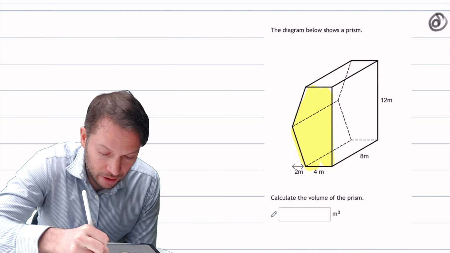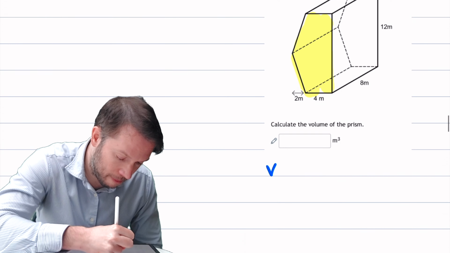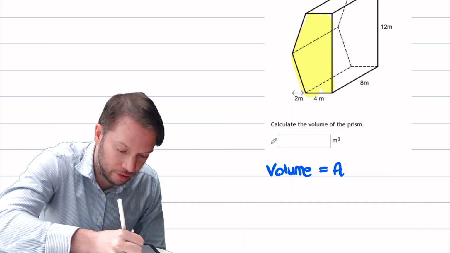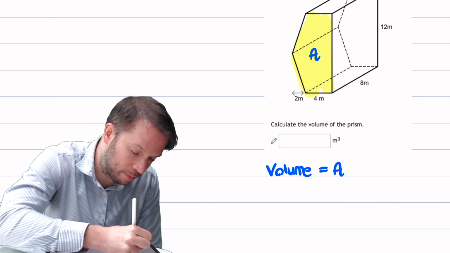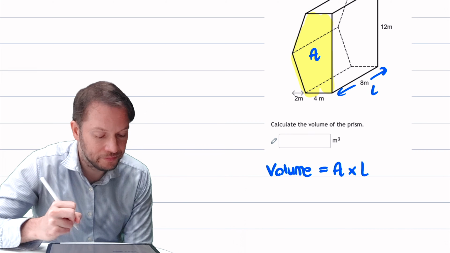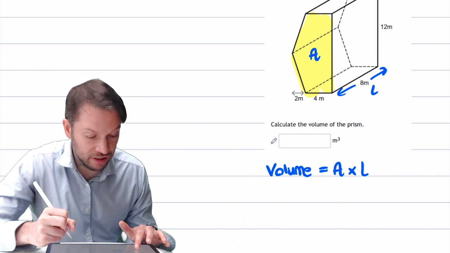And remember that the volume of a prism is equal to the cross sectional area, so this is capital A, multiplied by the length of the prism. So that's the length of the prism here. Okay, right. What is this cross sectional area?